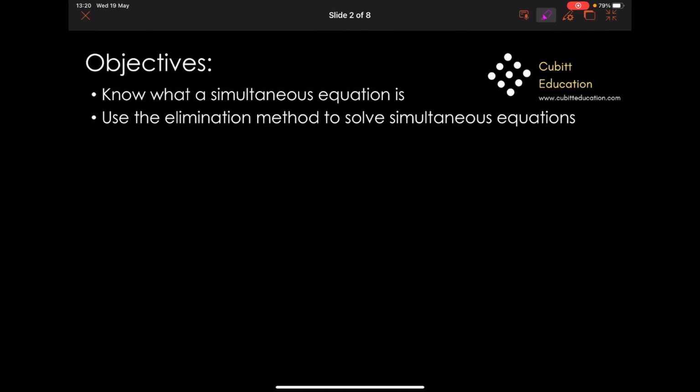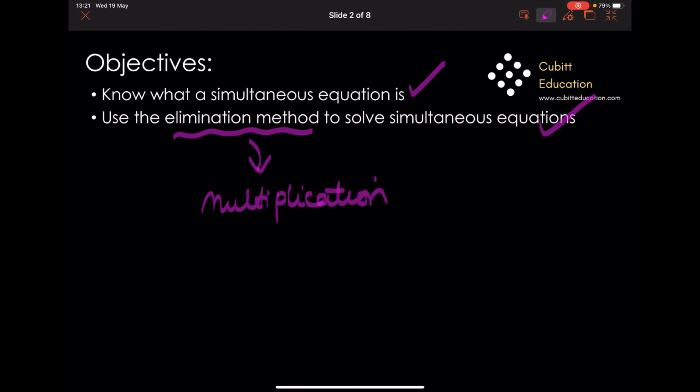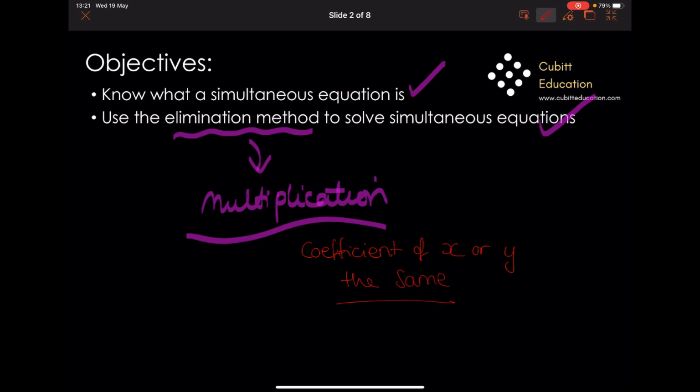Hopefully, we have understood what a simultaneous equation is, and we have used the elimination method to solve simultaneous equations. That also came with some multiplication, which looks a bit silly written in highlighter. We've used multiplication in order to get the coefficient of x or y the same. We mainly used x, but it doesn't matter which one you use as long as they're the same, because once they're the same you can subtract them.